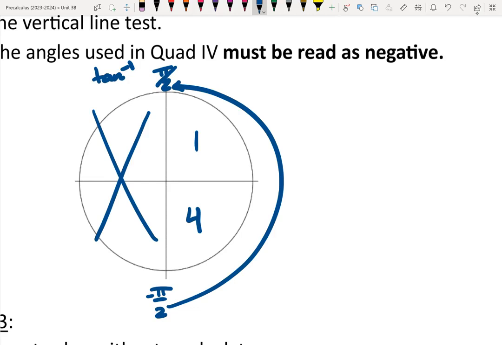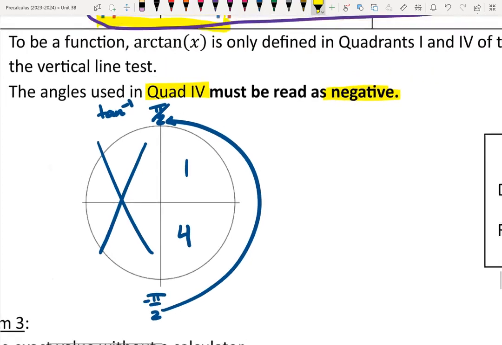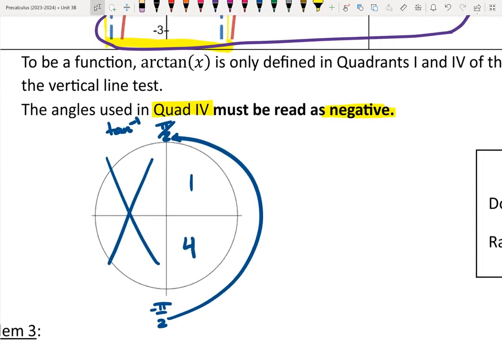And, real quick guys, just like sine, anything in quadrant 4 must be read as negative. So sine and tangent share those same features. Also, anything in quadrant 1 is positive. Correct. And that's true for all three.